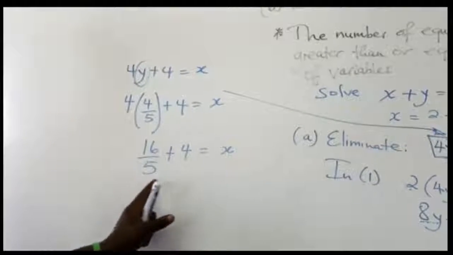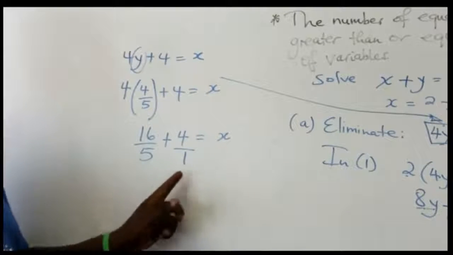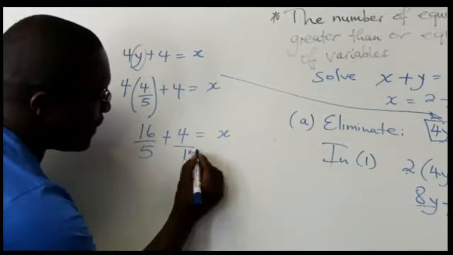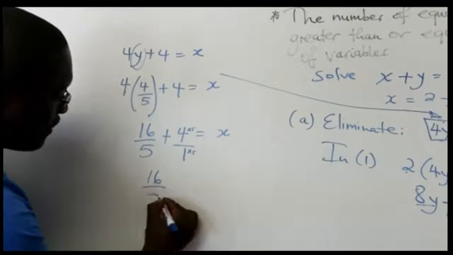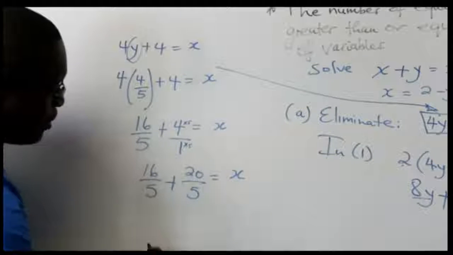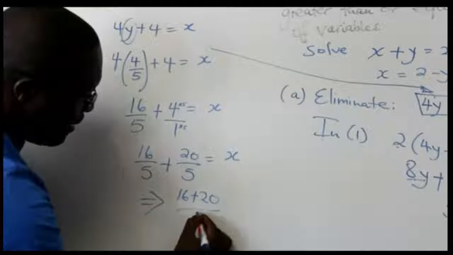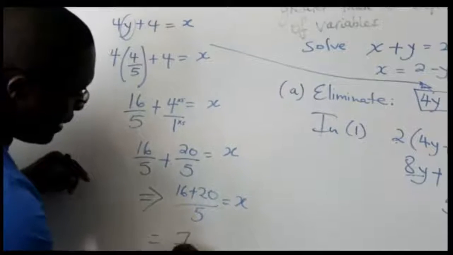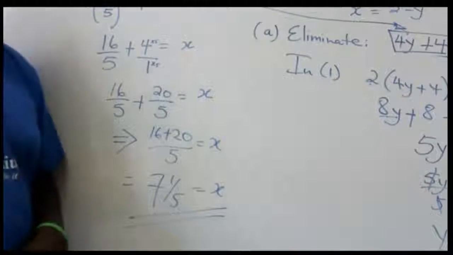But now, for you to add fractions, remember this 4 is the same as saying 4 over 1. For you to add fractions, you have to have the same denominator. So I am going to multiply it by 5 so that I have 5 and 5. So it's 16 over 5 plus 20 over 5 equal to x, which implies that 16 plus 20 over 5 is equal to x, and 16 plus 20 will give you 36 over 5. So it's 7 and 1 over 5 equal to x. That is your value for x.